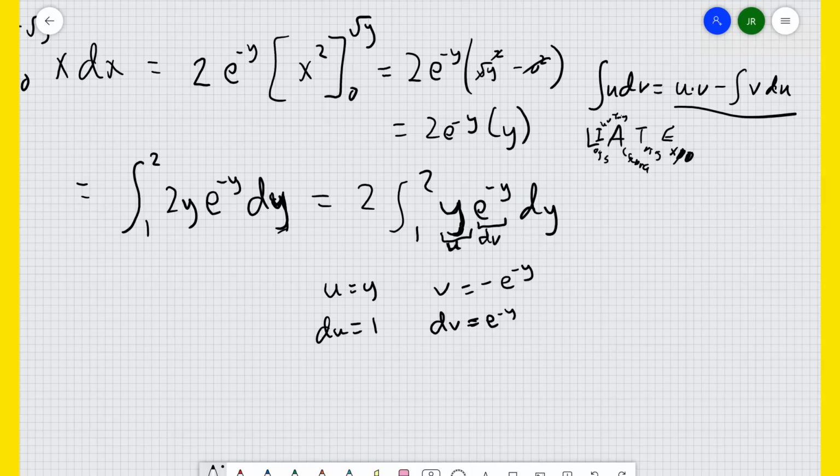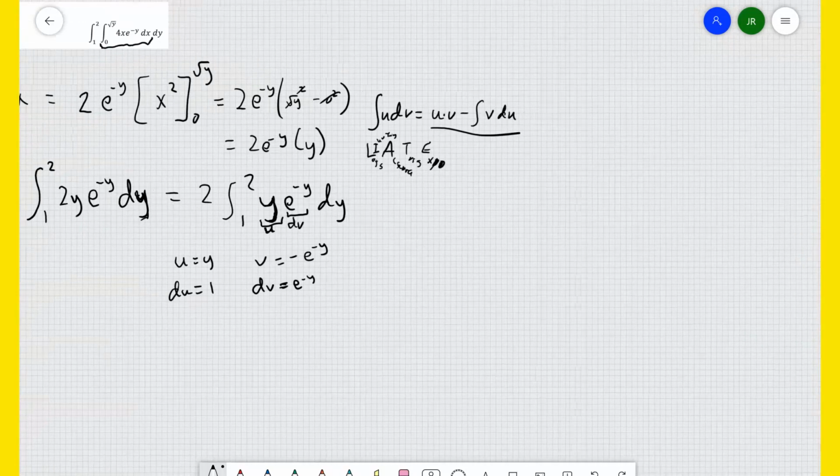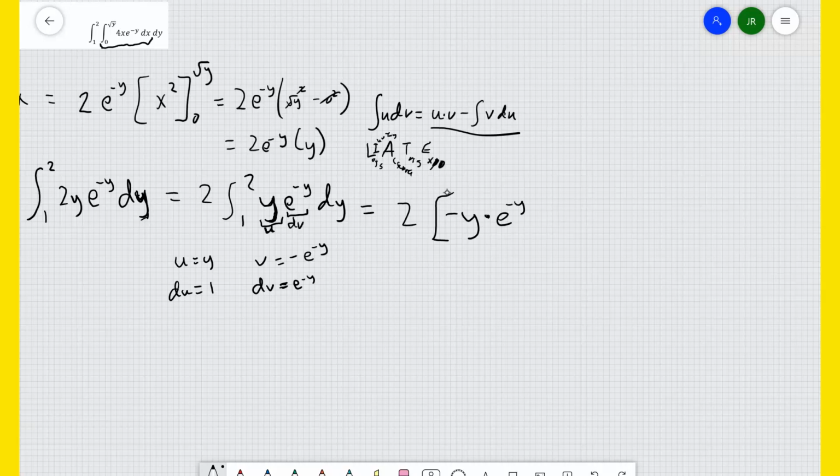All right, so now this is going to become 2 times u, which is y, times v, which is negative e to the negative y. Put the negative in front of the y, that's fine. Minus the integral of v, which is negative e to the negative y. So I'm just going to put that negative out there, which makes that a plus. E to the negative y du.